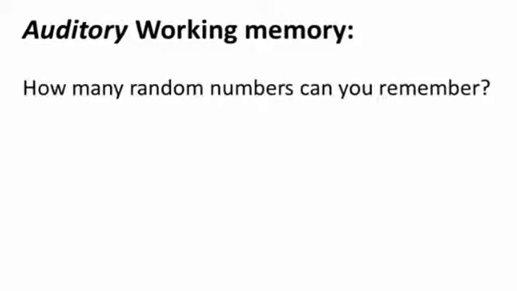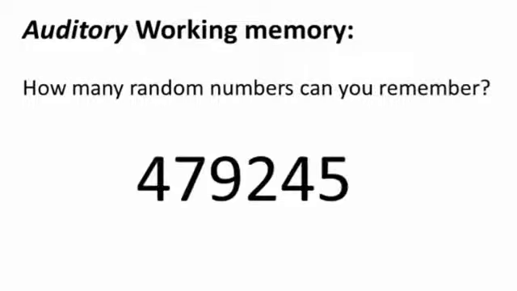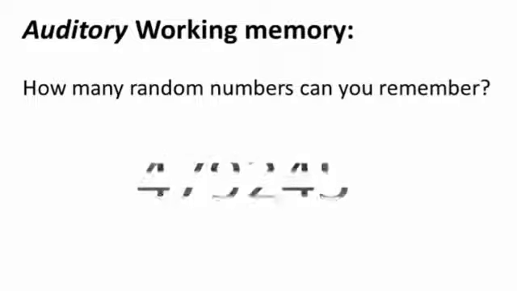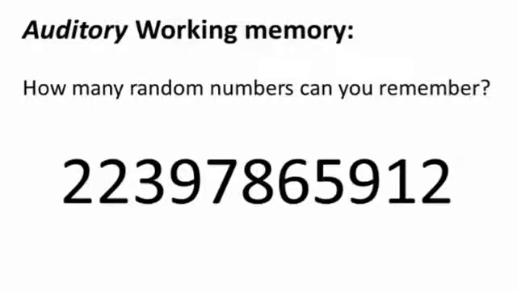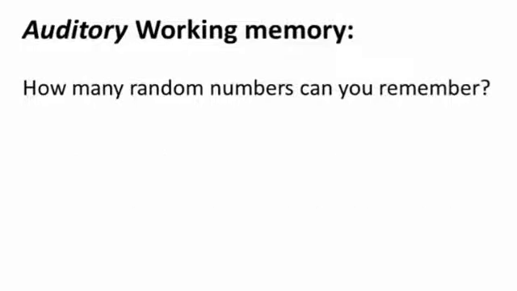Let's look at auditory working memory. If these numbers come up for a short period of time, almost all of us can remember that it was 361. But as we increase the number of random numbers, we reach a point where we can't remember them. And that is our working memory capacity.